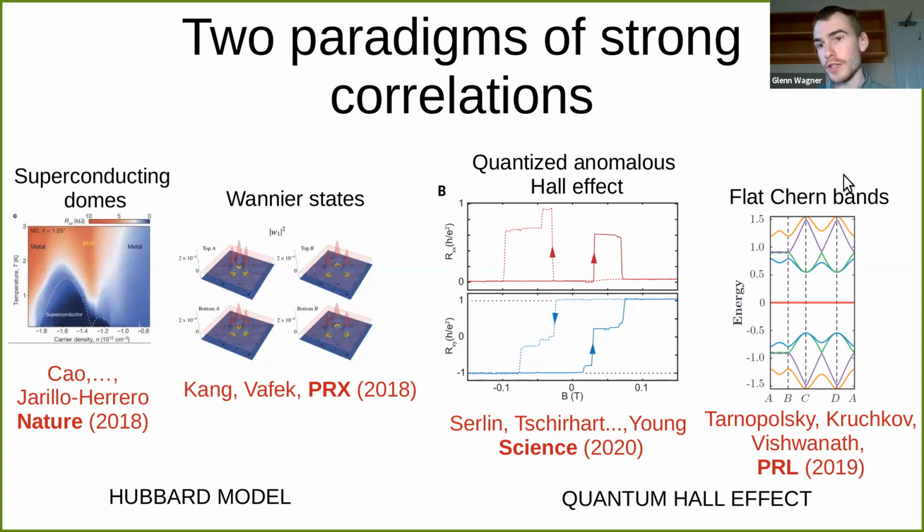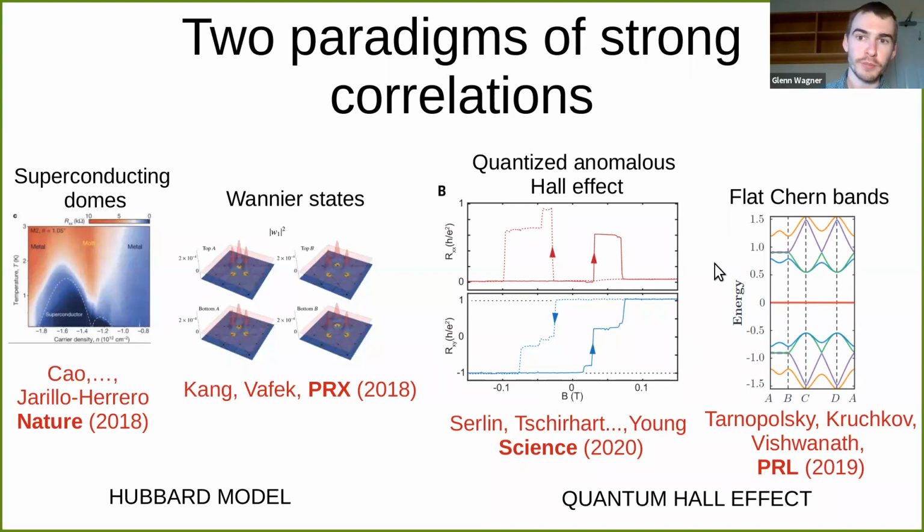On the other hand, these extremely flat bands that you get are very reminiscent of Landau levels in the quantum Hall effect. And to drive this analogy further, these flat bands have Chern numbers, just as Landau levels do. And in experiments, the quantized anomalous Hall effect has indeed been observed.